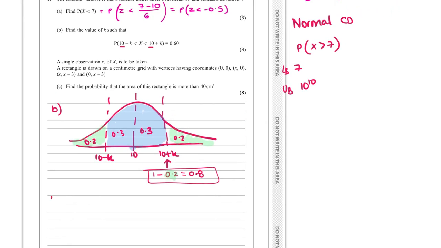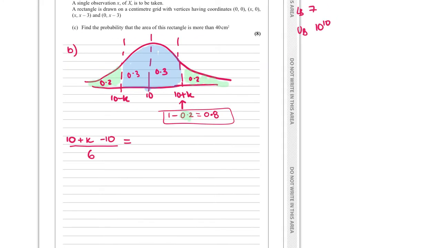Okay, so to find the probability of getting 0.2, we know that we're going to have 10 plus k minus 10 all over 6 equals, now remember, this is going to give us our z value. If I look up 0.2, a probability of 0.2 is going to give me a z value of 0.8416. This becomes 0.8416. Now, the 10s are going to cancel. So I just need to multiply both sides by 6.